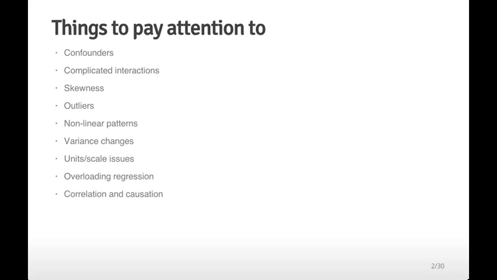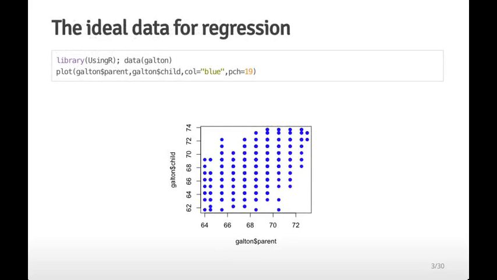Here are some examples of things that can mess up a regression analysis very quickly. One is confounders. We'll talk about those. Complicated interactions between variables. You saw one of those with a continuous variable. Skewness, outliers, nonlinear patterns between variables, variance changes, unit or scaling issues, overloading regression, and correlation and causation. All of these are different ways in which you can trip yourself up if you're doing an analysis and you're not paying careful attention. So regression analysis, while it's really powerful and seems really easy to do, takes a lot of effort to do well.